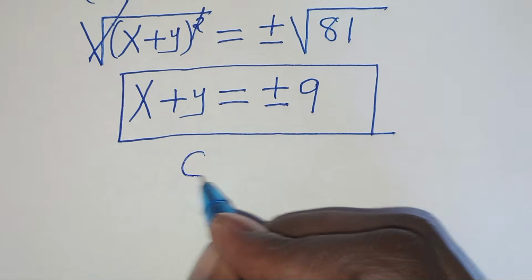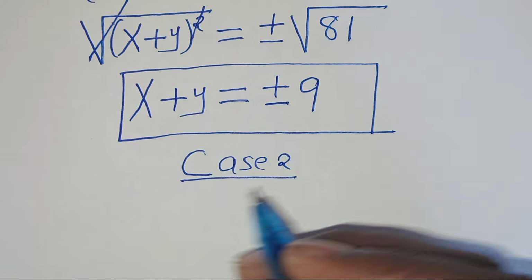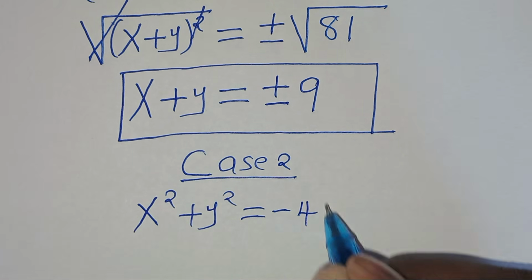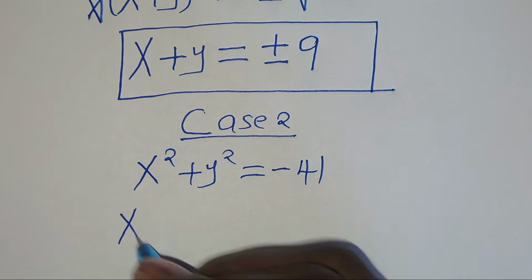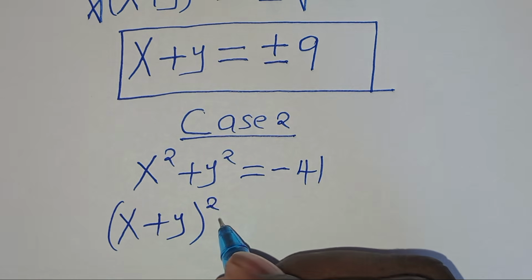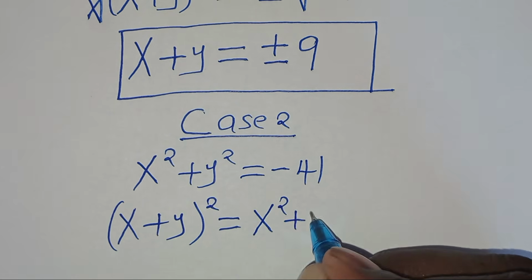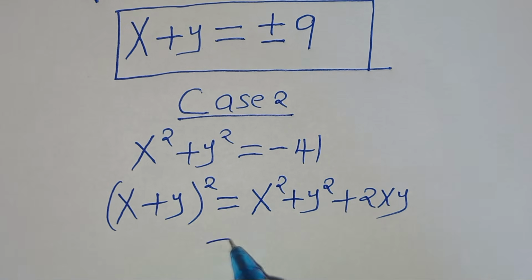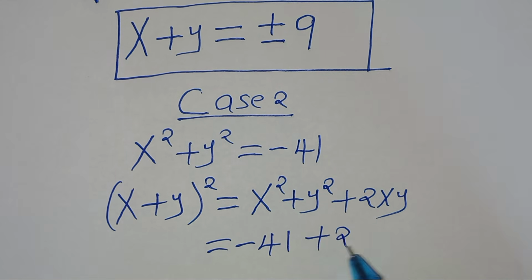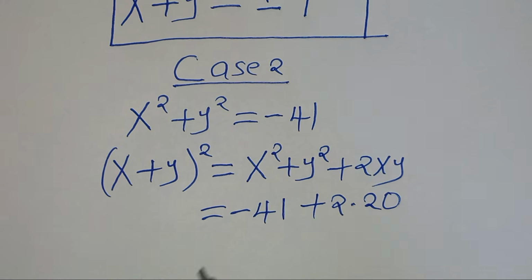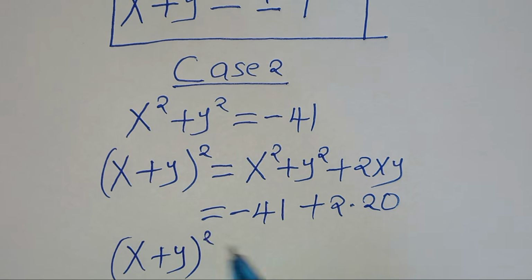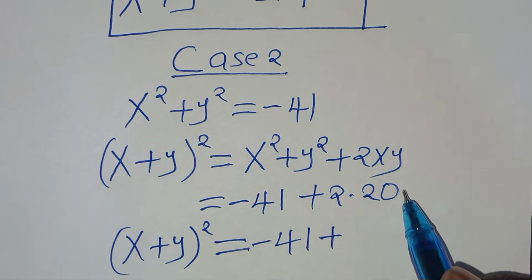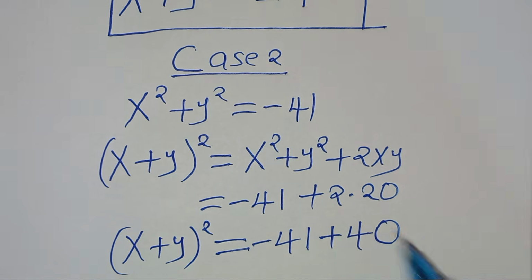Let's proceed to case 2. Now, in case 2, we have x squared plus y squared equal to negative 41. And we have that x plus y raised to the power of 2 is the same thing as x to the power of 2 plus y to the power of 2, plus 2 multiplied by xy. So x squared plus y squared is negative 41, plus 2 multiplied by xy, which is 20. So we have x plus y raised to the power of 2 is equal to negative 41 plus 2 times 20, and this is the same thing as 40.